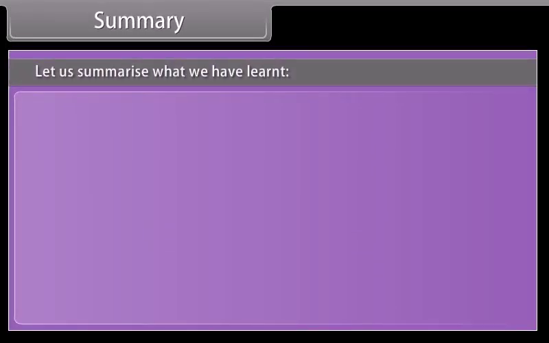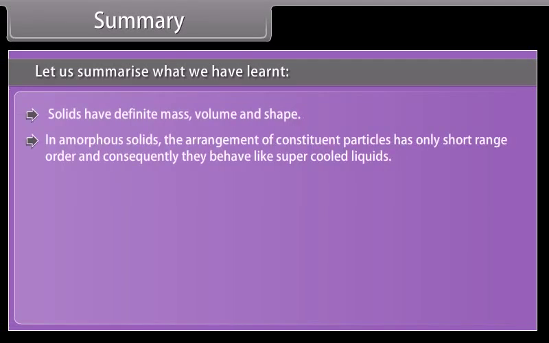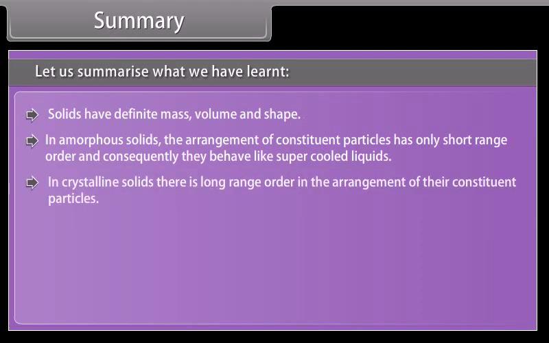Summary. Let us summarize what we have learned. Solids have definite mass, volume, and shape. In amorphous solids, the arrangement of constituent particles has only short range order, and consequently they behave like supercooled liquids. In crystalline solids, there is long range order in the arrangement of their constituent particles.